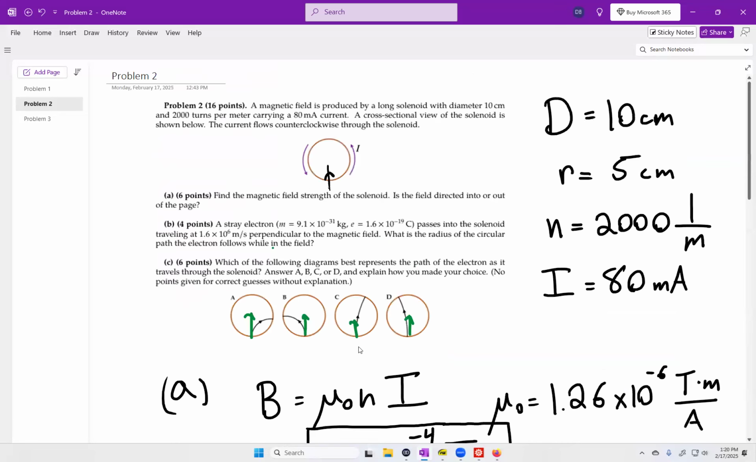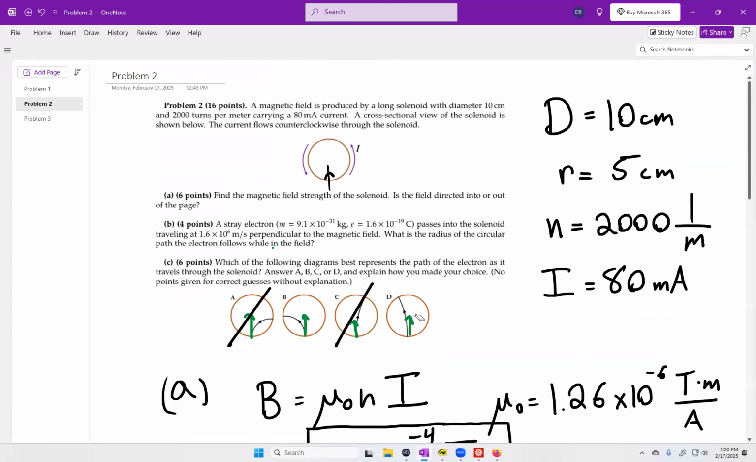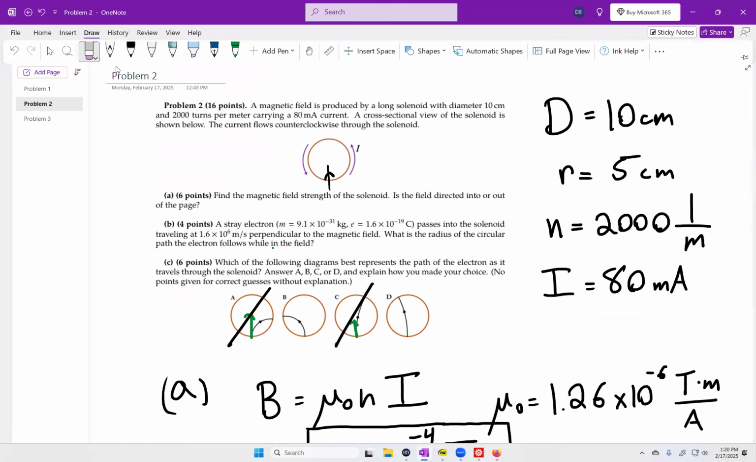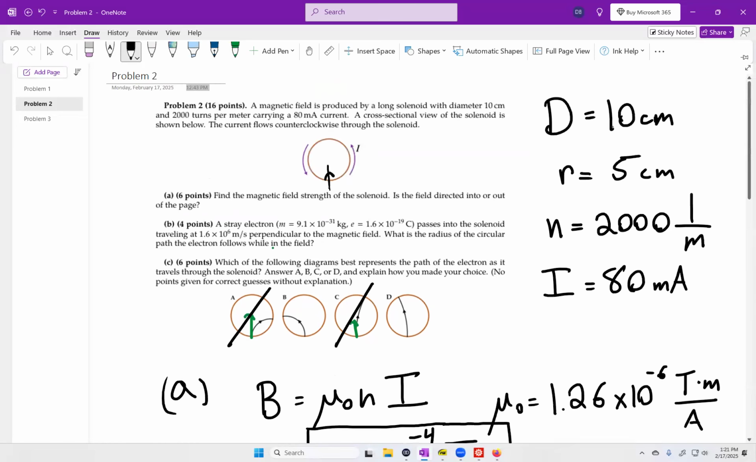All right, so we know it's not A and it's not C because B and D are the ones where the electron goes left when it enters. Now, how do we decide between B and D? Well, that has to do with the radius of curvature of the electron's path, right? You can see that for D, the electron is not deflected very much at all relative to the size of the solenoid. Remember, our solenoid has a diameter of 10 centimeters, so a radius of 5 centimeters.